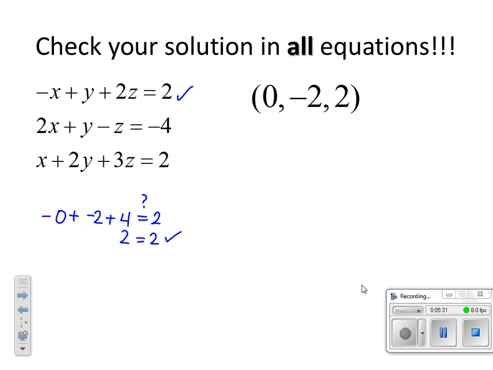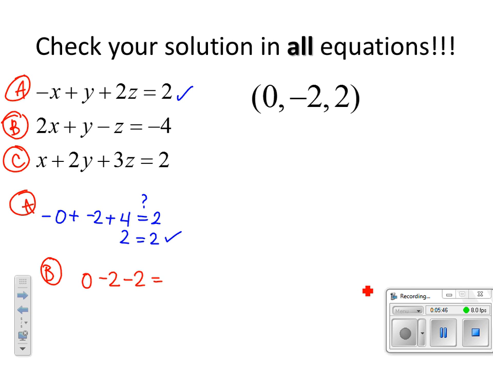Now let's check it in the second one, which is B. We already know it works in A. Now let's make sure it works in B. So 2 times 0 is 0, minus 2 minus 2, does that equal negative 4? And negative 4 does equal negative 4.